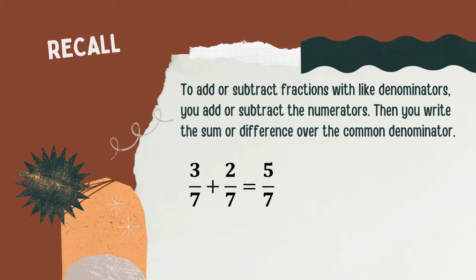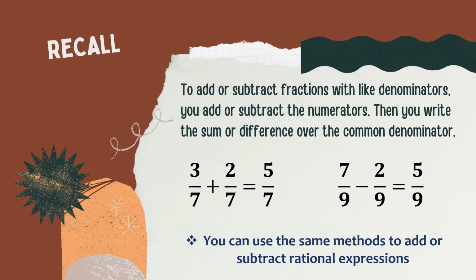For example, we have 3 over 7 plus 2 over 7. What we will do here is add the numerators, which are 3 and 2. So, 3 plus 2 is equal to 5. Then, copy the denominator. Next is 7 over 9 minus 2 over 9. So, 7 minus 2 is equal to 5. Then, copy the denominator, which is 9.